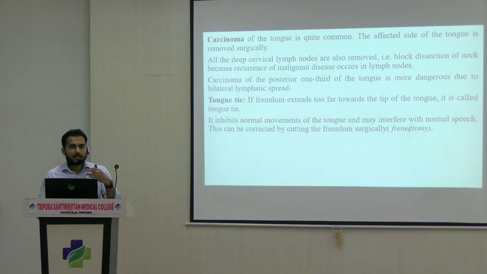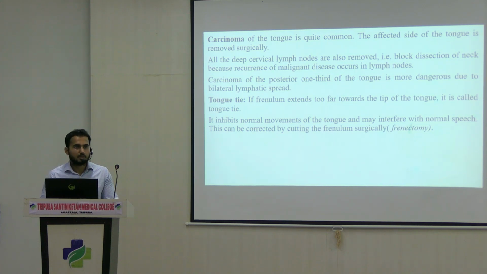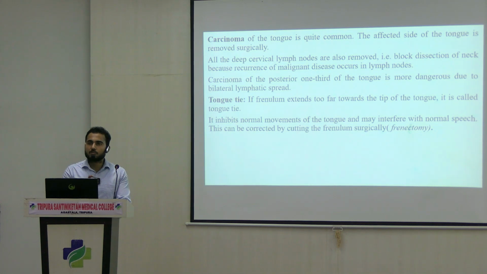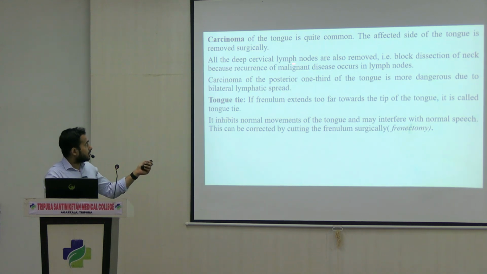And nearby structures it can invade, for example oral mucosa, in the lip, upper lip, lower lip, and the sublingual area. These are the areas where the invasion can take place. So that's why after surgical removal of that particular part, the cervical lymph nodes are removed. For that, block dissection is required. So you can see cervical lymph nodes are removed. That is, block dissection of the neck is required.